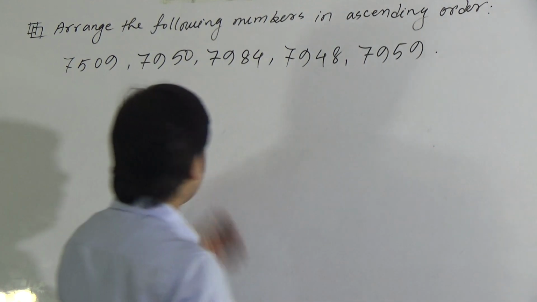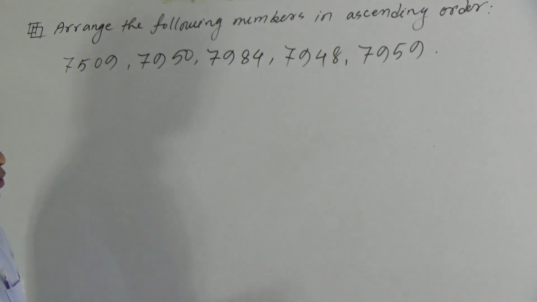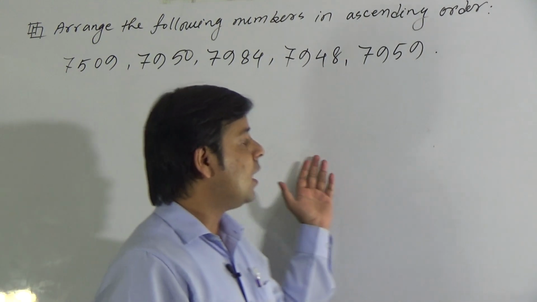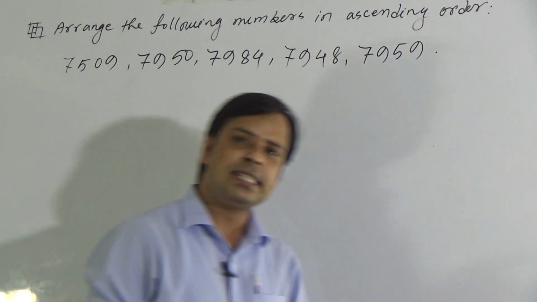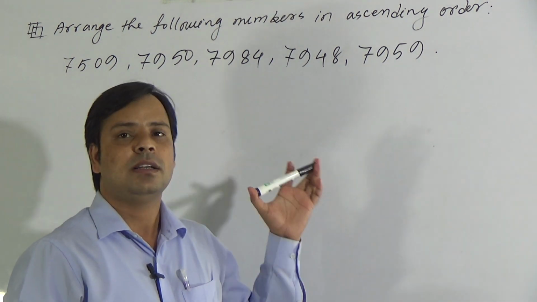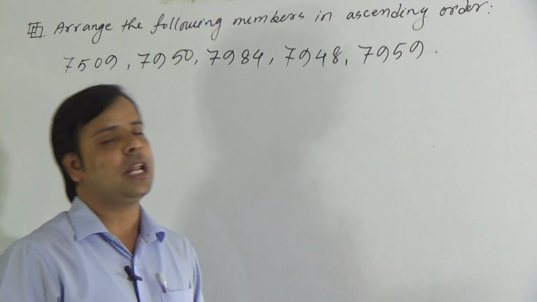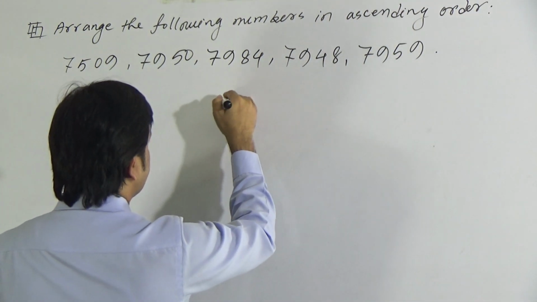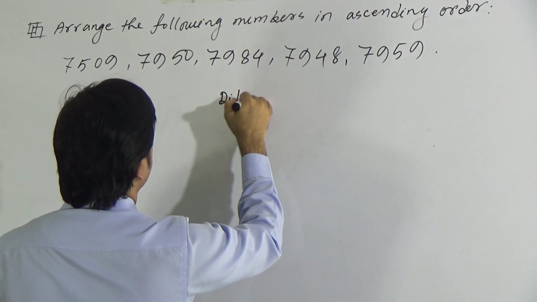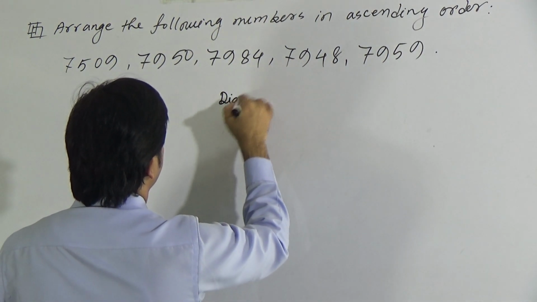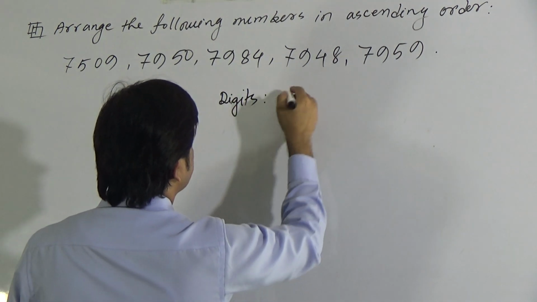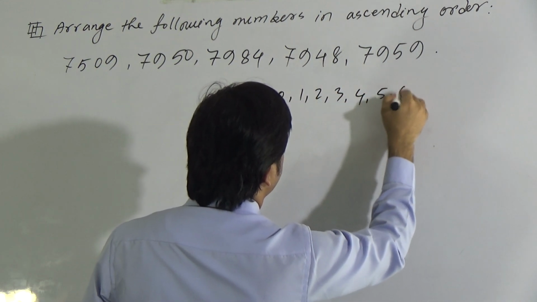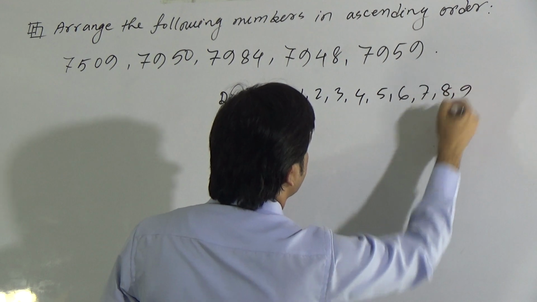Dear students, to arrange these numbers, first we have to know the order of the digits. It means, how can we arrange the digits used in math from smaller to larger? At first, there are 10 digits used in math. The digits are 0, 1, 2, 3, 4, 5, 6, 7, 8 and 9.